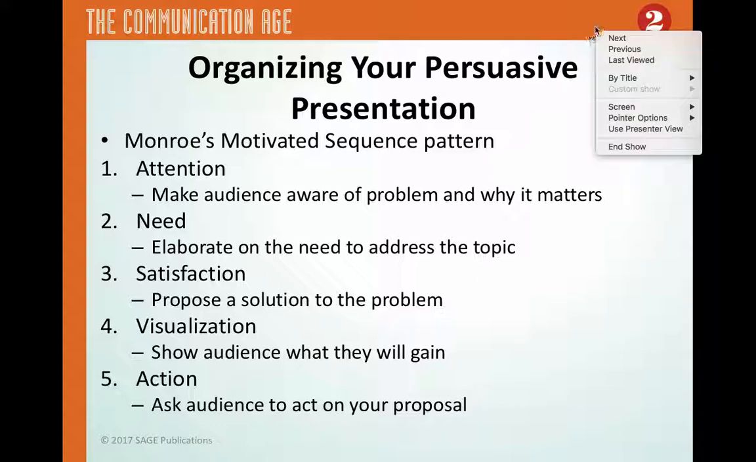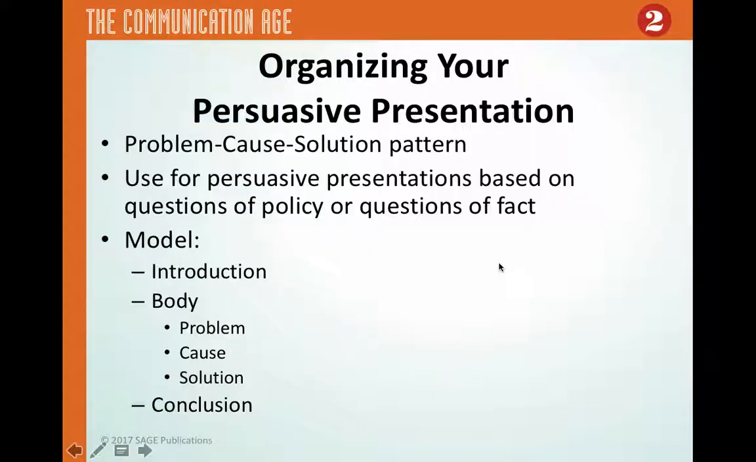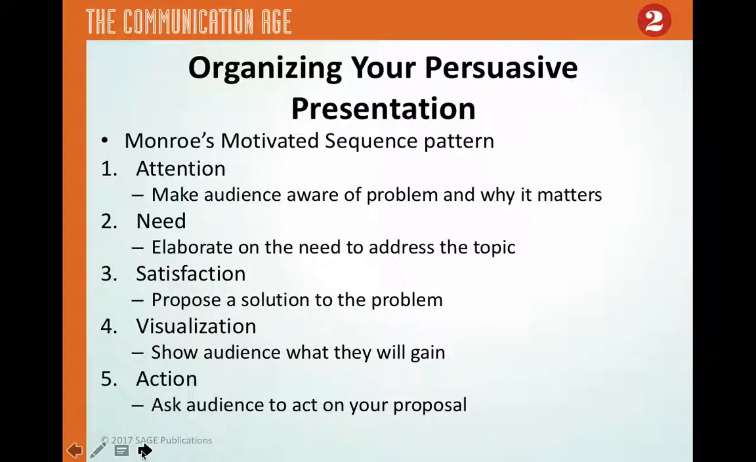So again, with your persuasive presentation, I want you using either the problem-cause-solution model, where you tell us there's a problem, what's causing the problem, and how we can fix it, or Monroe's motivated sequence, where you bring us in, draw our attention, tell us why this is a problem, show us how to fix the problem, tell us what it'll look like after we follow the solution you offered, and then boom, what's our first step? What can we do to get involved in changing this?